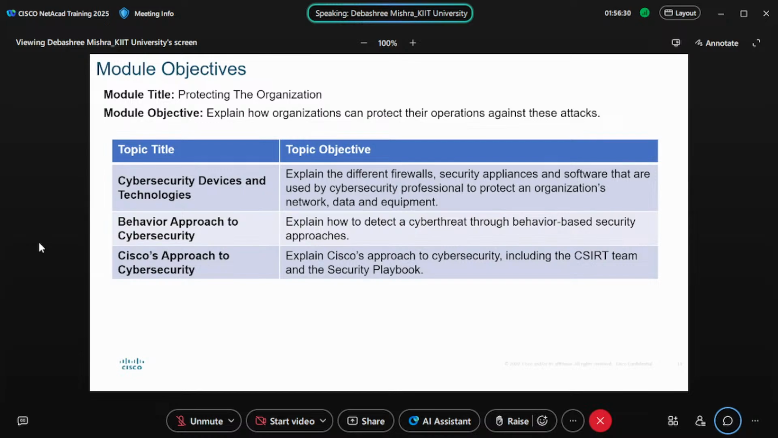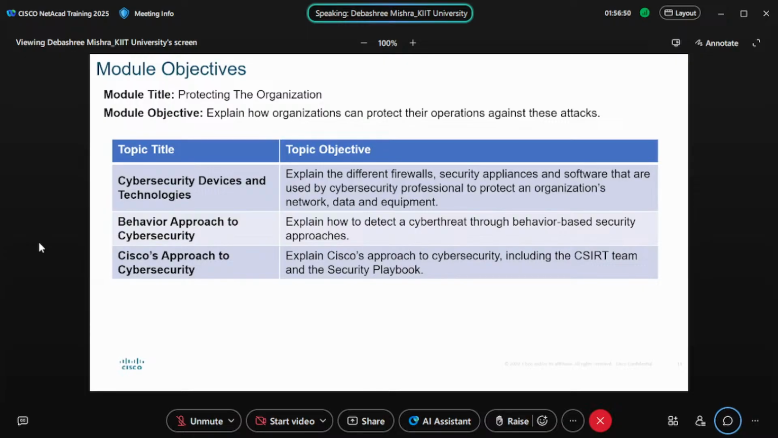In this fourth module, we will be talking about how you will protect your organization. For this, you need to take care of certain operations so that attackers cannot attack a particular organization or its devices. We will be discussing cybersecurity devices and technology, the behavioral approaches to cybersecurity, and next your Cisco approach to cybersecurity. In that, there are certain subtopics, so we'll be going through them in detail.